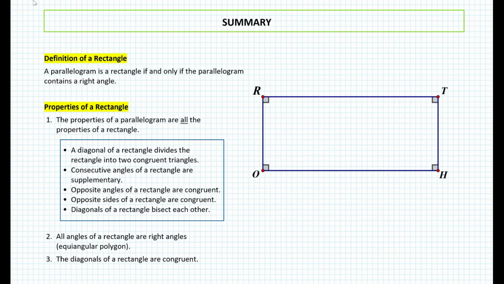Okay, here's the summary of today's lesson. Today we learned about rectangles. First, we learned about the definition of a rectangle, as you can read here, and all the properties of a rectangle. Note that every rectangle is a parallelogram, and it therefore automatically inherits all the properties of parallelograms. Okay, so that's basically it for today's lesson.